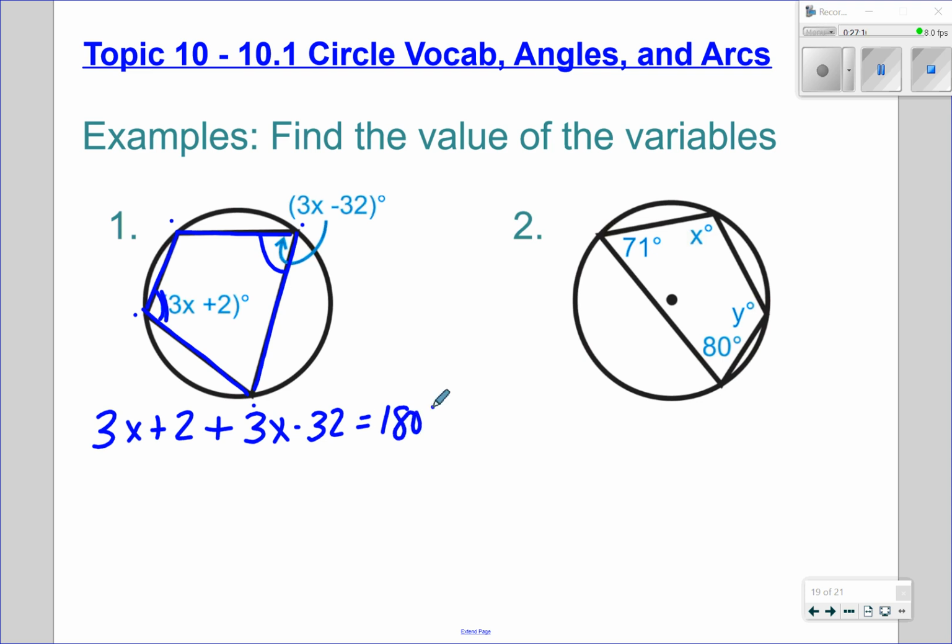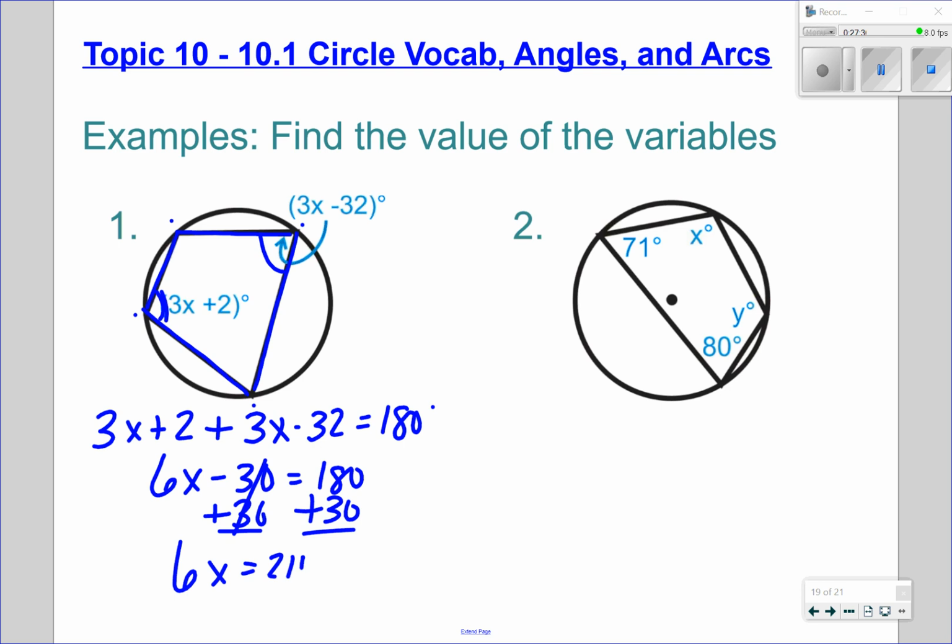So if we combine our like terms, 3x and 3x is 6x. 2 and negative 32 becomes negative 30 equals 180. A lot of us are making mistakes here, but remember, we have to do the opposite sign. It's an easy error to make. We would actually add the 30. So we'd have 6x equals 210, divide by 6, and you're going to get that x equals 35. Now they just said find the value of the variables. If we needed to plug this in or substitute to find the angles, we could.